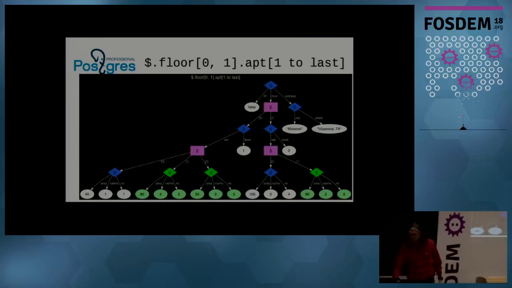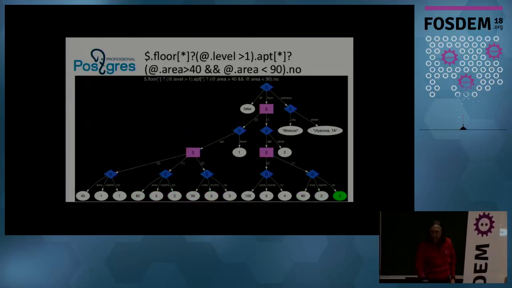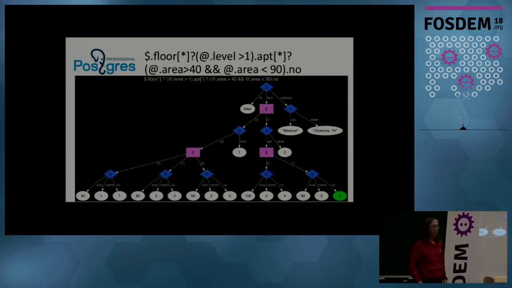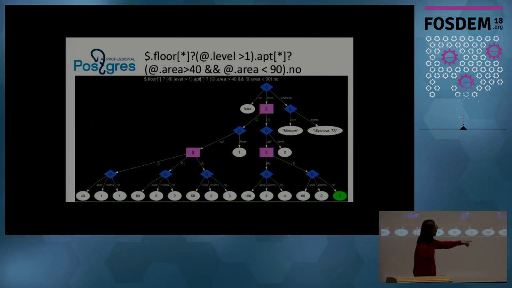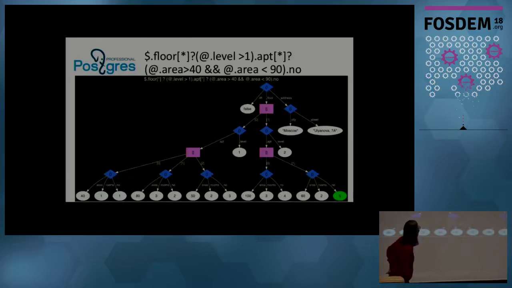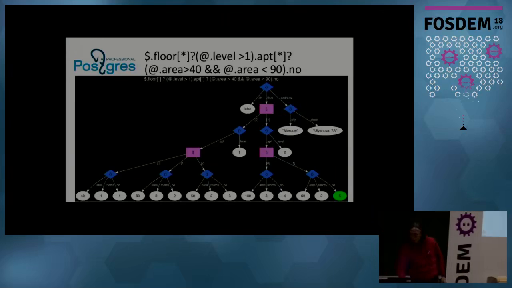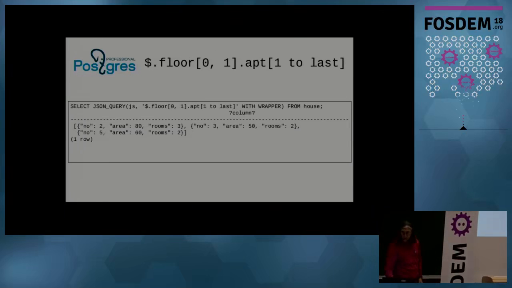And another example is more difficult, more complex. It includes 2 filters, and the result is just one metadata, the number of the apartment. Here's an example you don't see.